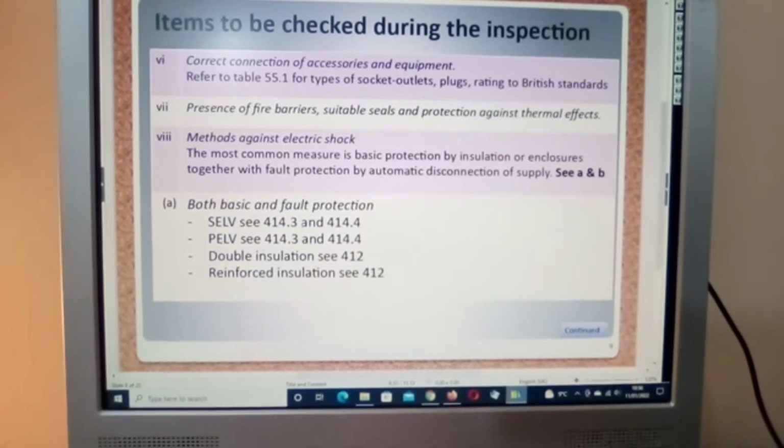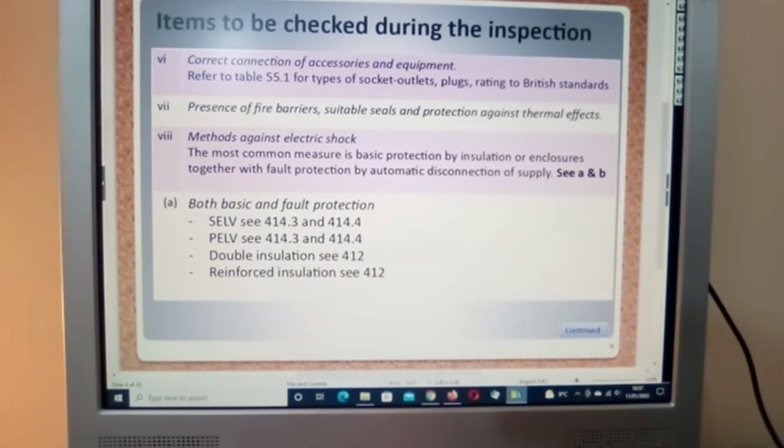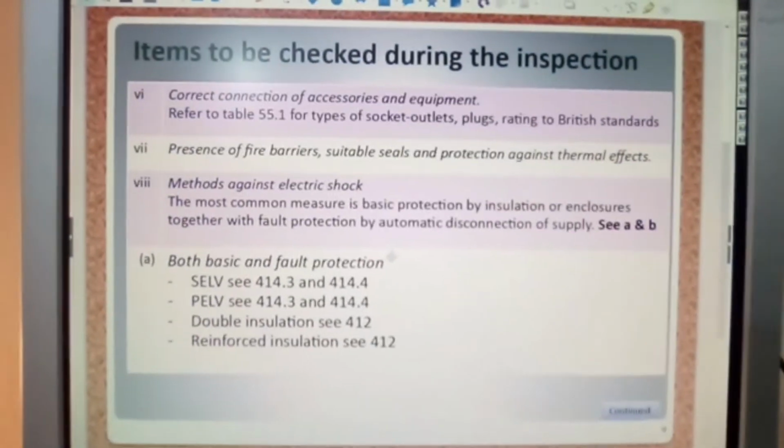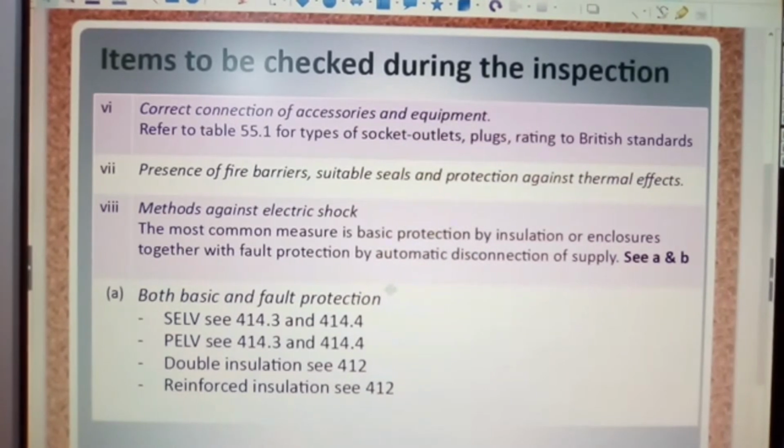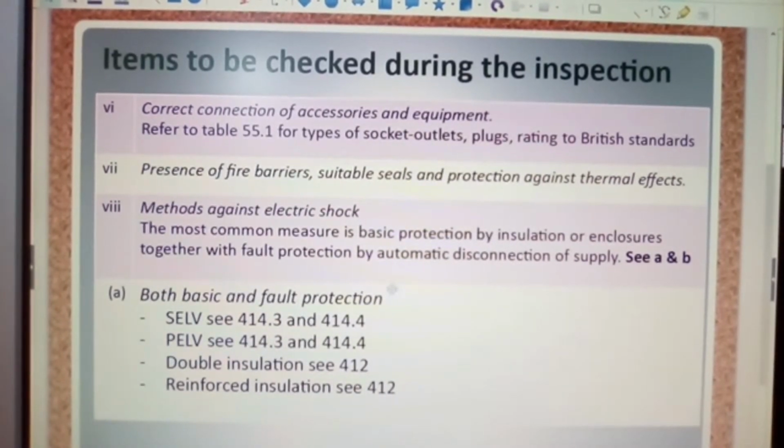Now, items to be checked during the inspection, and again here you have your references to follow. Okay. Again, I don't need to read anything out here to you. You should be able to apply this for yourselves. Okay.